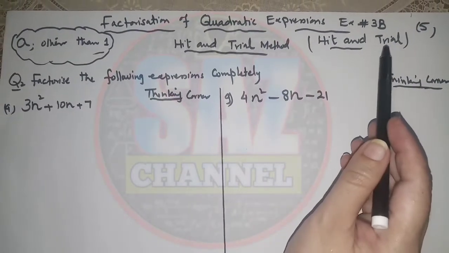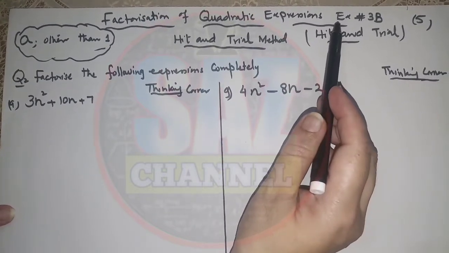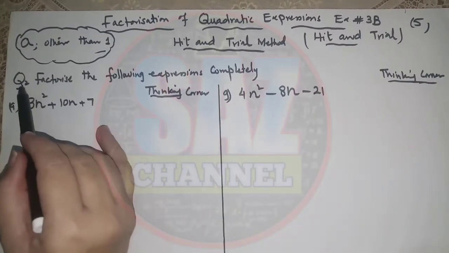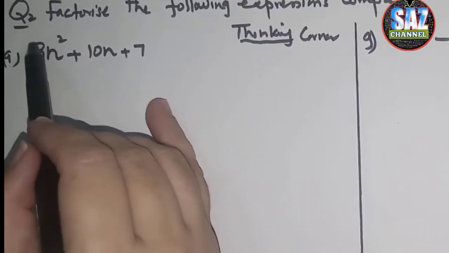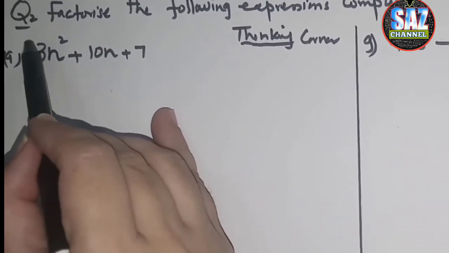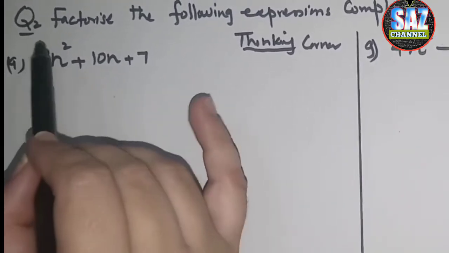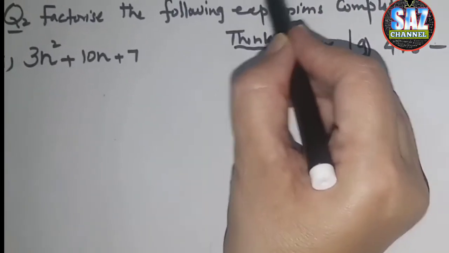This is my fifth video of factorization of quadratic expression exercise 3B. In this video, I will be teaching you question number 2. This question is similar to question number 1. The only difference is that in this question, the coefficient of square term can be other than 1. But the remaining procedure will remain the same, like what we were doing with the hit and trial method in my previous videos.